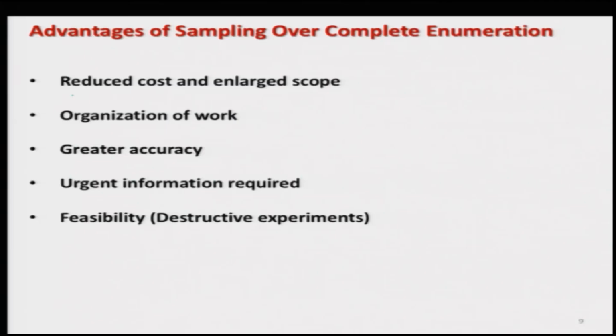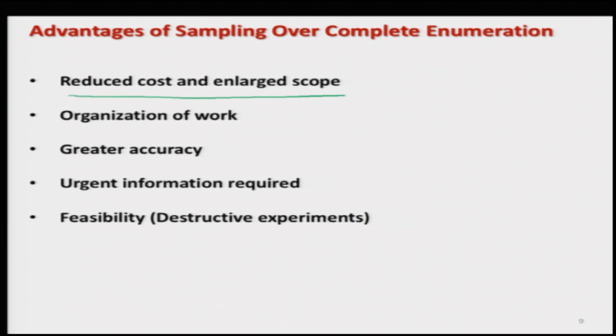There are certain advantages in the complete enumeration, but on the other hand there are more advantages in conducting the sample survey. So, let me try to briefly address those advantages, the advantages of sampling over the census or complete enumeration. So, the first point is this: reduced cost and enlarged scope.